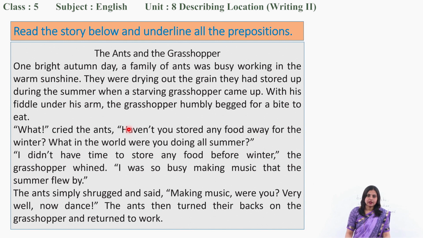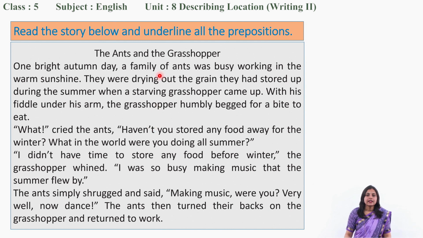Okay, so there is a story of the ants and the grasshopper. And then what you have to do is you have to quickly read the story and underline the prepositions. So first of all, what shall we do? We shall read the story. Okay? Okay, so there is a story. All right? Let us read the story first of all. All of you repeat after me. First, let's read the story first.